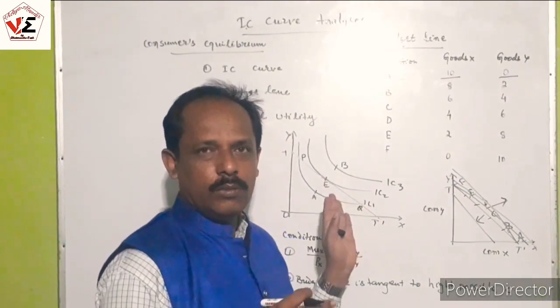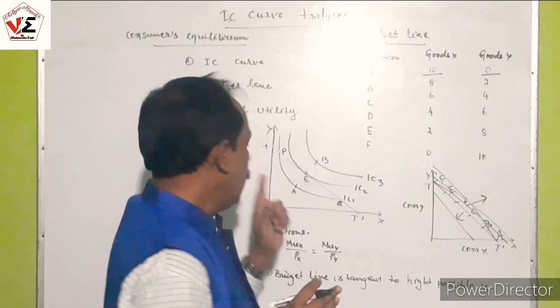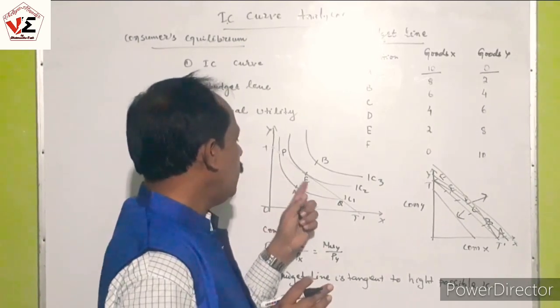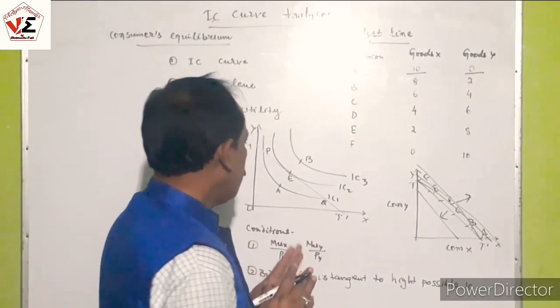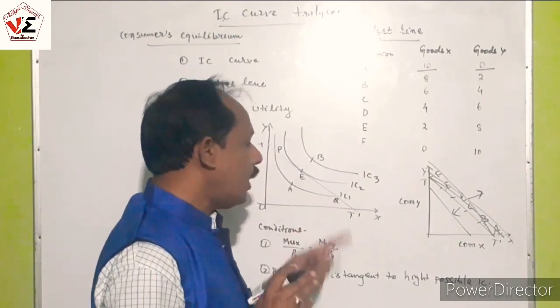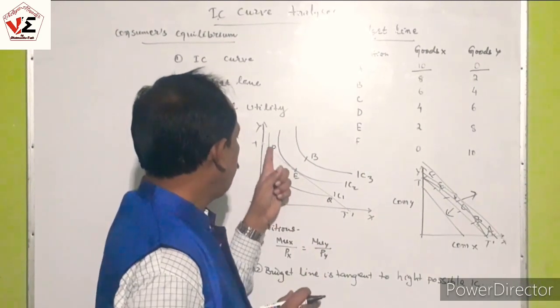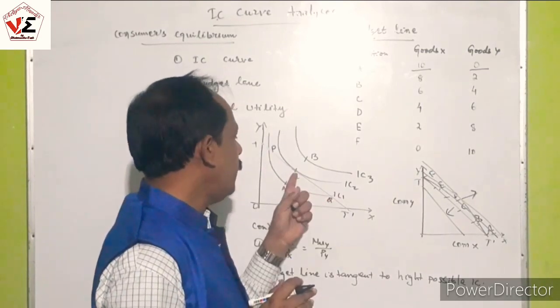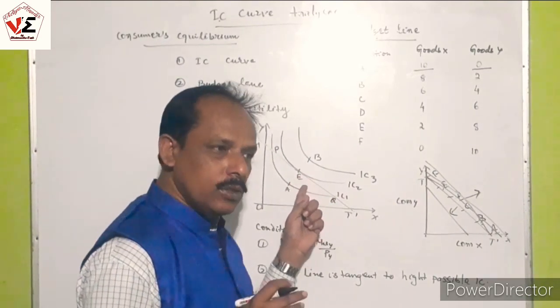This is ordinal utility because we are making a comparison here of various combinations, points P, E, and Q. Point E provides better satisfaction than points P and Q. Why am I telling that? Because points P and Q are on the lower indifference curve and E is on the higher indifference curve.